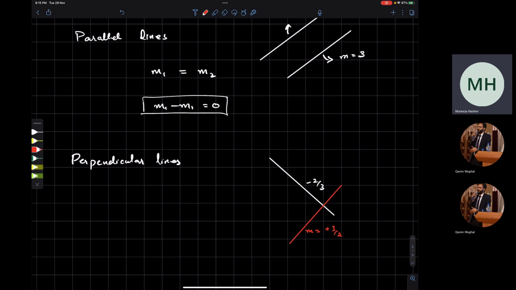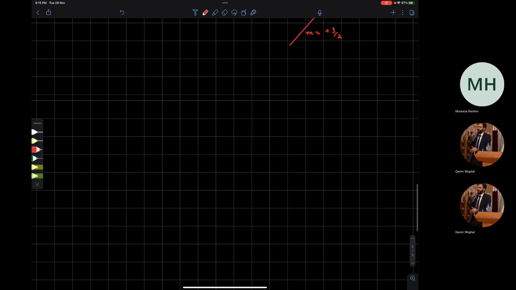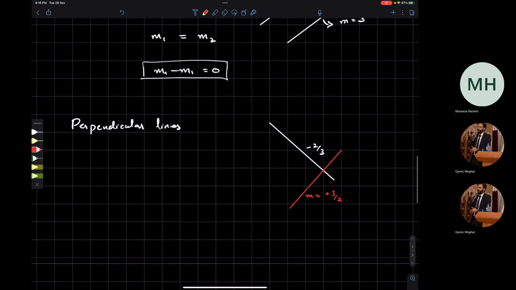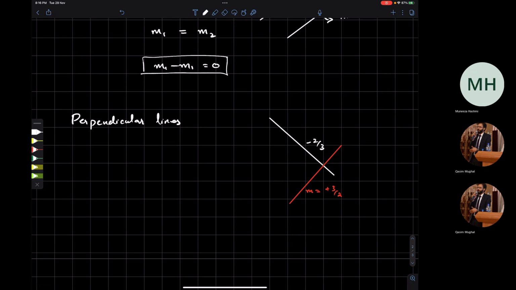Okay, so this was the relation of the gradients of perpendicular lines. Mathematically, if I try writing down the equation explaining the relation of the gradients, I can write it as m1 equals -1 over m2. Or if I bring this m2 to this side, it will be multiplied here. You can rewrite it as m1 times m2 equals -1.